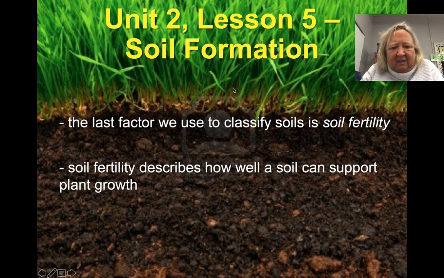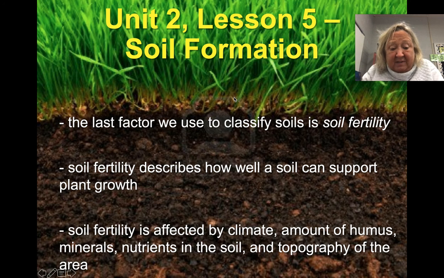The last thing for how we classify soils is called soil fertility. That talks about how well soil can support plant growth. To me, this is probably the most important one, at least around here. It is affected by the climate, and again the best is a temperate climate like we have. It's also affected by the amount of humus, meaning the amount of living organic matter, the minerals and nutrients in the soil, and the topography. We talked about that yesterday. That's how flat or hilly or mountainous the land is.